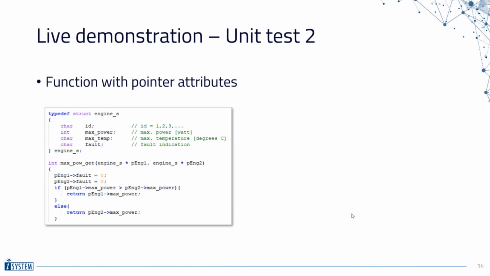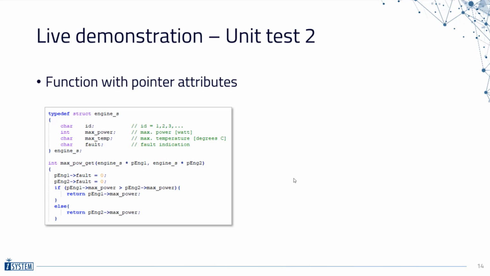For the second unit test, I will use a function called maximum power get. This function takes as inputs 2 pointers to a structure engine. The structure engine contains the value maximum power, and this function maximum power get will return the value of the biggest maximum power of these 2 structures.